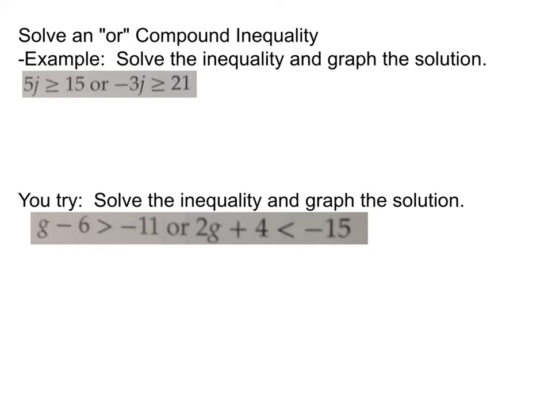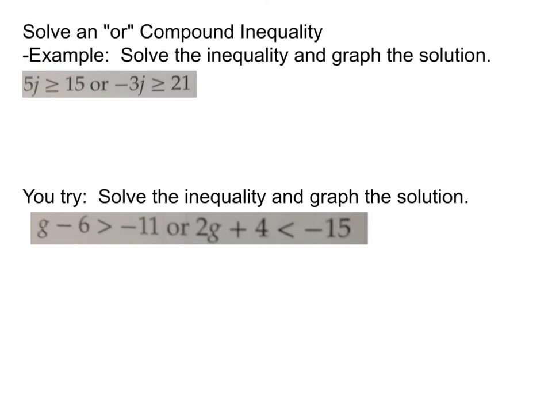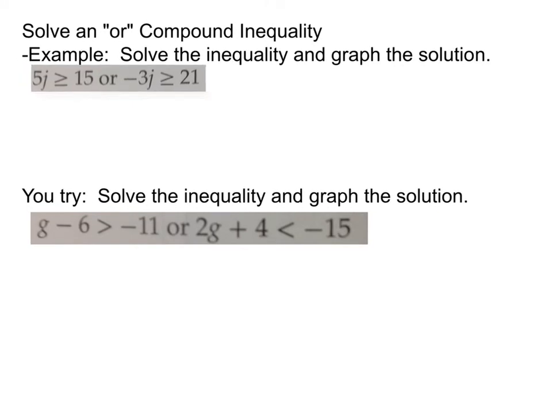So the first part, I'm going to move this to the side a little so that I can see it better. I'm going to divide both sides by 5. So I get j is greater than 15 divided by 5, which is 3. And on this side, I'm going to divide by negative 3. We learned if we divide by negative 3, the sign changes, so that's j is less than or equal to negative 7.